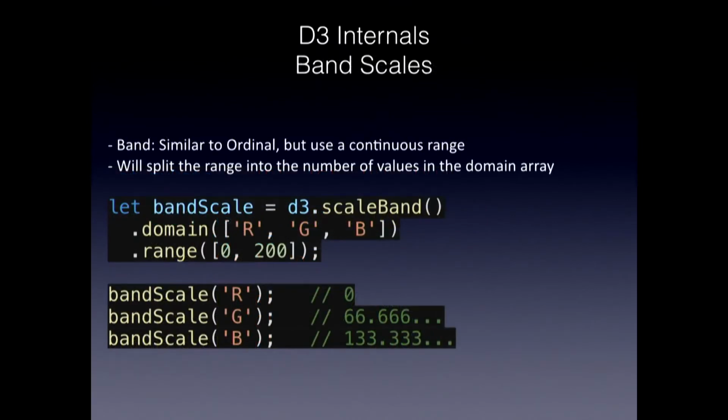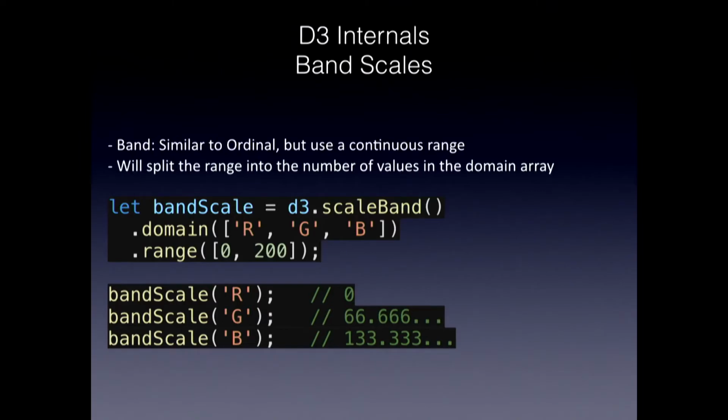Band scales are similar to ordinal, but they use a continuous range. And it'll split the range into a value of range. It'll scale it. So the first one is fixed buckets. The second one is fixed buckets, but scales it. So this is useful when you're doing bar charts, for example, and you want to scale the band, the width of the band. So you want to scale them horizontally, when you'll use a linear scale for that. We'll come back to that. But you also want to scale them horizontally, but within constrained bands.